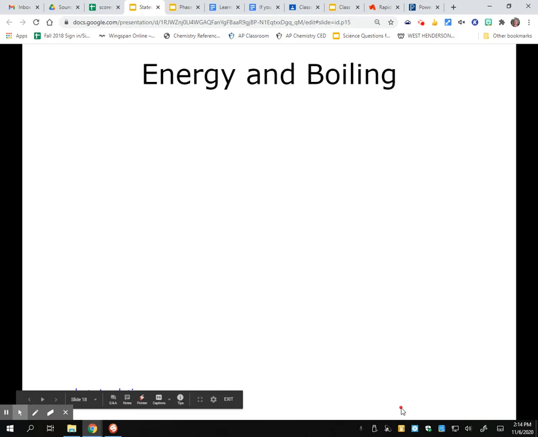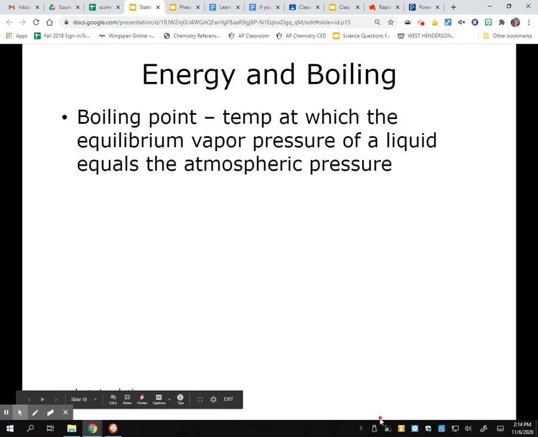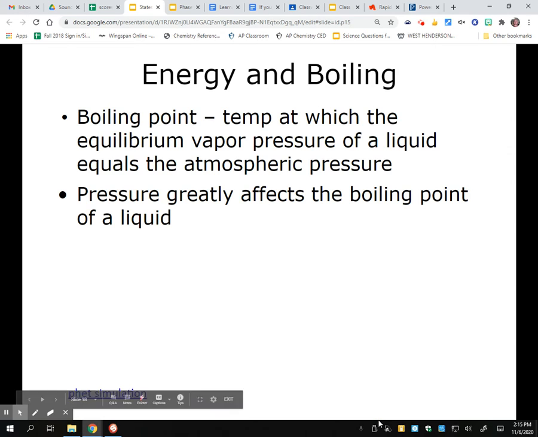So when we talk about energy and boiling, when we think about a boiling point, if you've ever had to define it, most people kind of struggle with it and say, well, it's when it starts to form the bubbles. If you look at the legal definition for the boiling point, that's the temperature at which the equilibrium vapor pressure of a liquid equals the atmospheric pressure. So by reading that definition, boiling actually has more to do with pressure than it does with temperature. It is dependent on the atmospheric pressure and how that compares to the vapor pressure of that particular liquid. So pressure greatly affects the boiling point of a liquid.